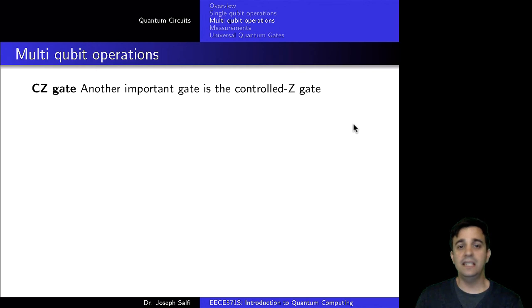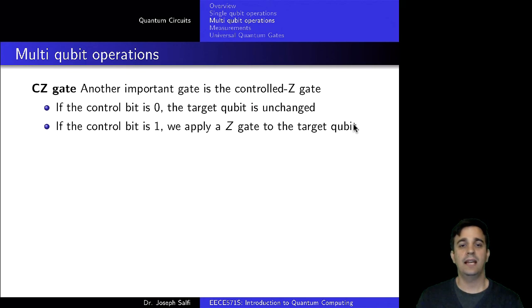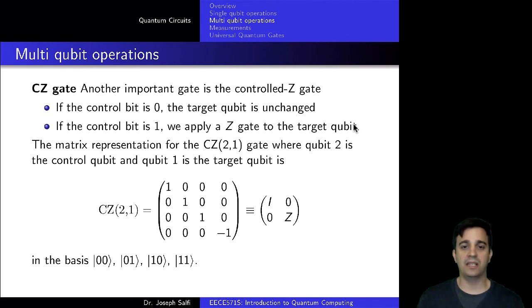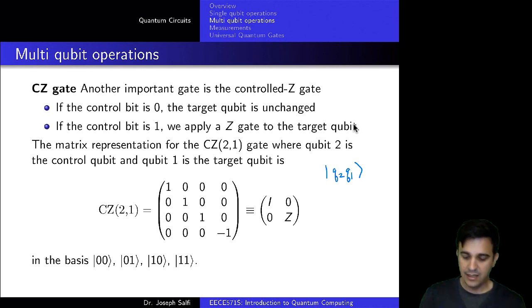The CZ gate is another important gate. It is, in fact, the gate whose operation is defined by the following. If the control bit is 0, the target qubit is unchanged. And if the control qubit is 1, we apply a Z gate to the target qubit. The matrix representation of the CZ21 gate, where we have Q2, Q1, here is the target, and here's the control qubit.